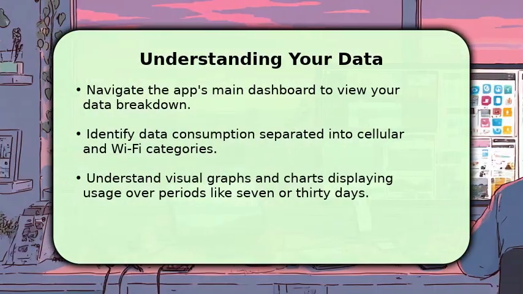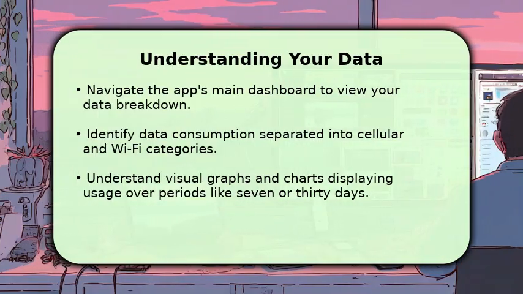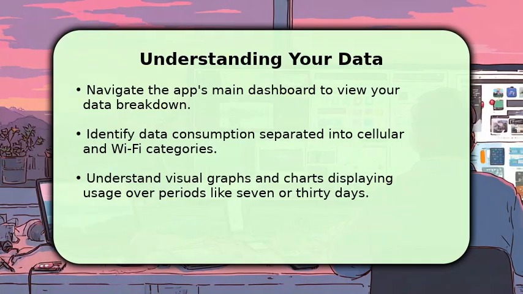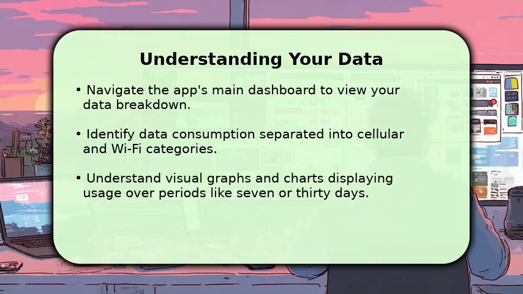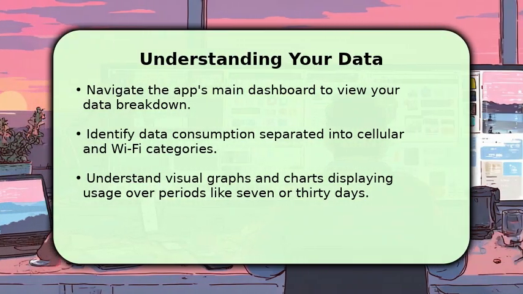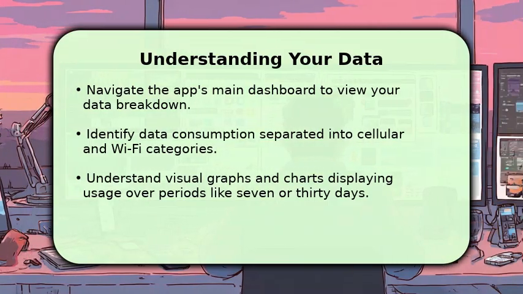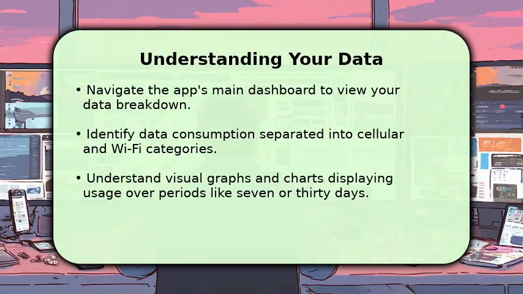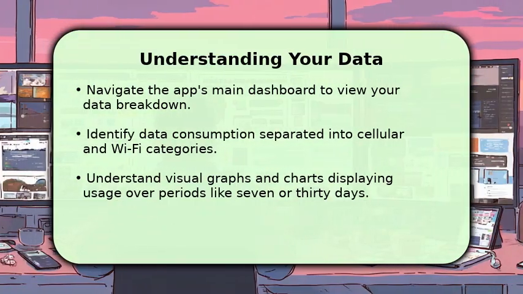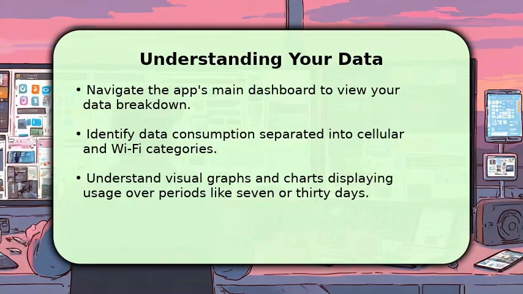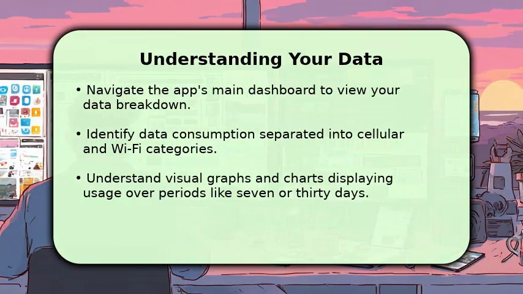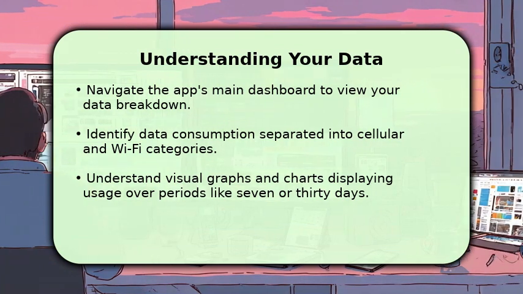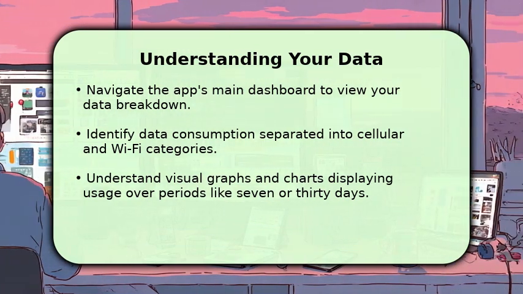Now that your app is installed, let's navigate its main dashboard. You'll typically see a clear breakdown of your data usage, often separated into cellular and Wi-Fi categories. Look for visual graphs or charts that display consumption over periods like 1 day, 7 days, or 30 days. Identify which applications are consuming the most data, often listed in descending order. Understanding these metrics is key to identifying potential data hogs and making informed decisions.